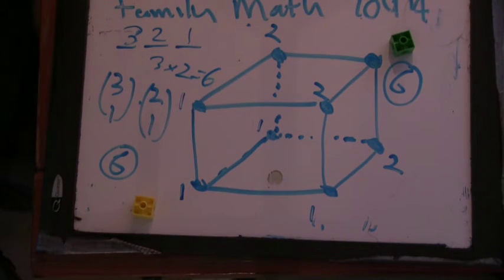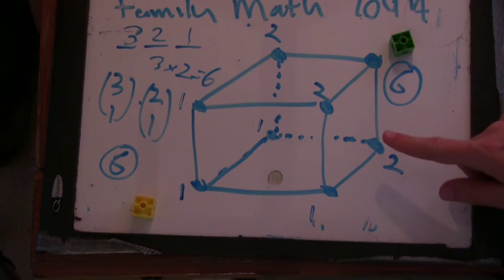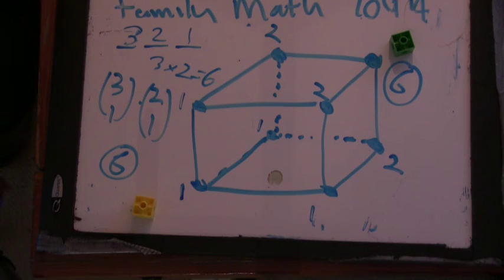Okay, so now I'm going to give you guys a challenge, and we're going to count the total number of directions to go from corner to corner, not on a 1 by 1 by 1, but on a 2 by 2 by 2. Alright.